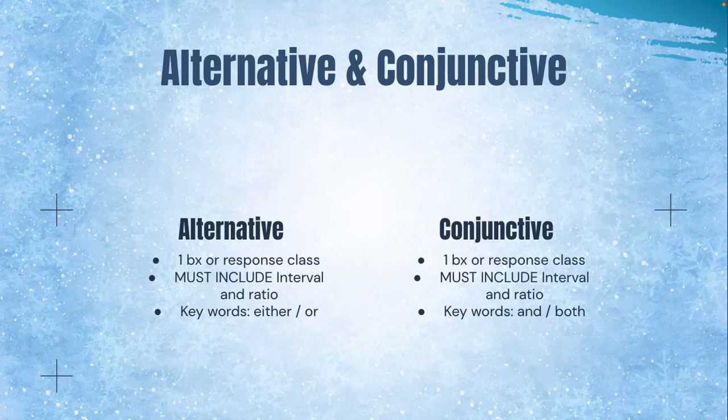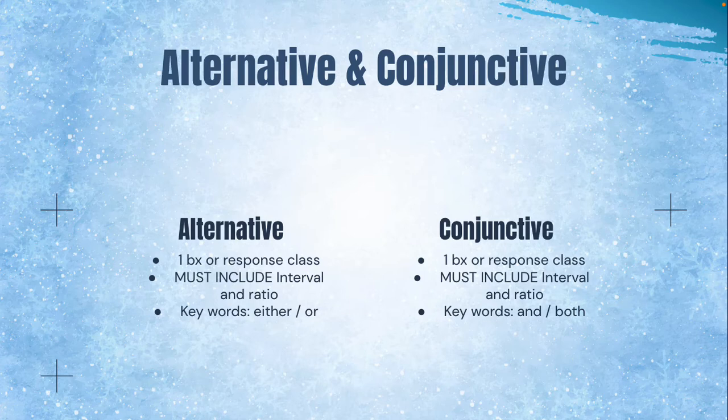Now this is super important. A lot of times we hone in on the keywords and not what the schedule actually needs. And by honing in on the keywords, we actually tend to get these questions incorrect. So I really want you to look at one behavior first. Then I want you to look at interval or ratio. Then you can look at our keywords of either or for alternative. And then conjunctive is and both.